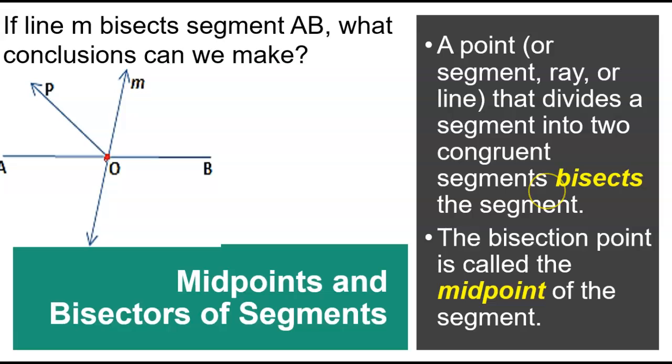Because once something is bisected, it has to have a midpoint. Say the bisection point is the midpoint. For something to have a halfway, there has to be an end on both sides. So that's why segments are the only ones to be bisected, but not ray or line.